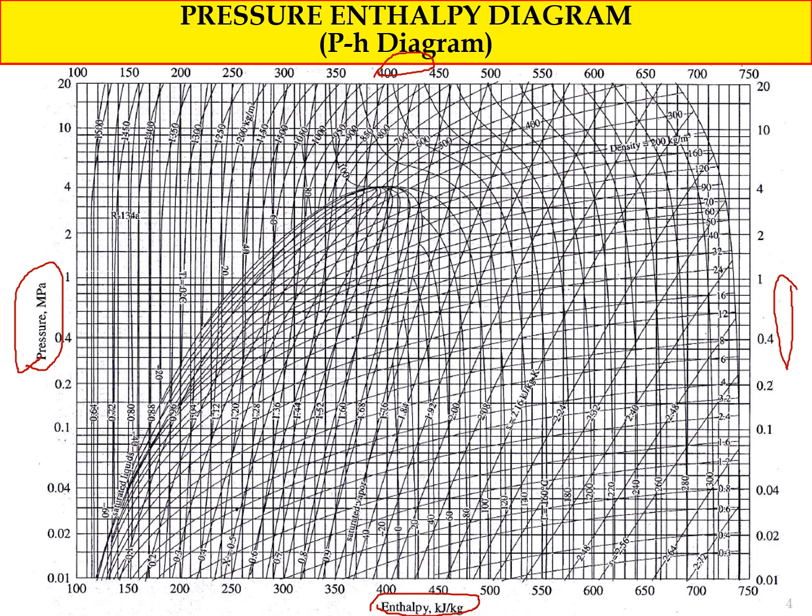In this figure there is also a number of lines, and if you look closely, we have the saturated liquid line, saturated vapor line, enthalpy line, density, and temperature.